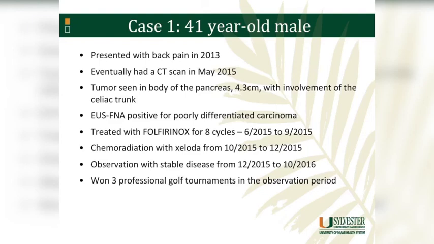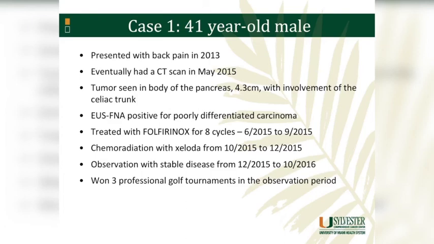So I have 5 minutes more or less, probably less than that, but I'm just going to show you a quick case here. This is a patient who presented to us in September last year. He was diagnosed in 2015 with a pancreas body tumor, 4.3 centimeters, involving the celiac artery. He had an EUS FNA confirming the diagnosis, was treated with FOLFIRINOX from June 2015 until September 2015, and then got chemoradiation with Xeloda. He was treated somewhere else, and from December 2015, they just watched him.